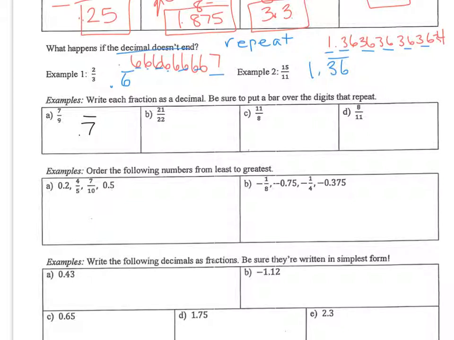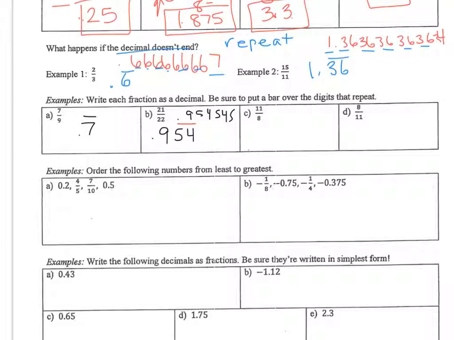If I do 21 divided by 22 on my calculator, I get 0.95454544545. So I'm going to put 0.9, and then I'm going to put 54, but I'm only going to put a bar above the 54, because the 54 is the part that repeats.